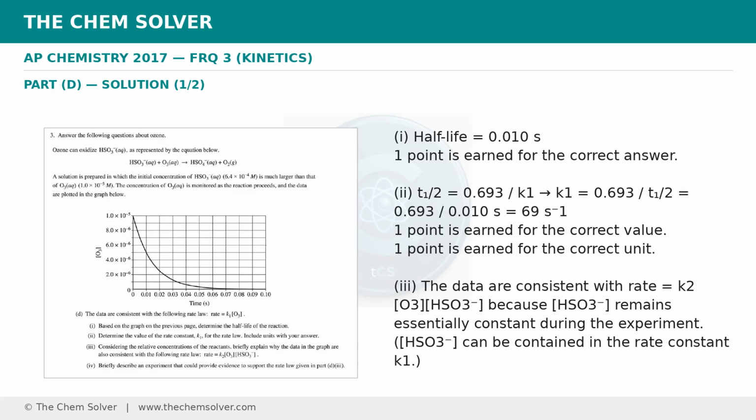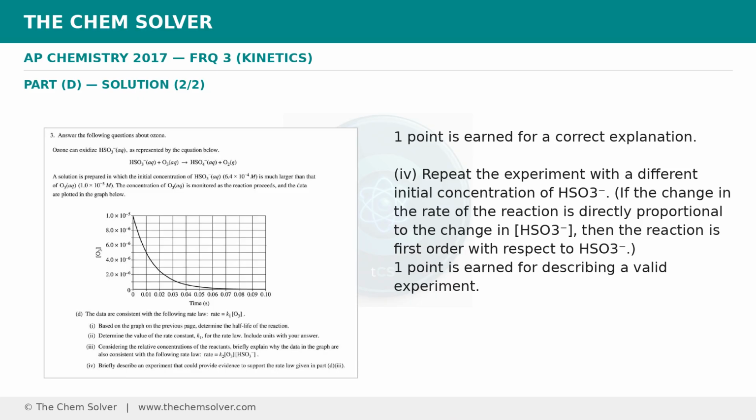3. The data are consistent with rate equals k2 [O3][HSO₃⁻] because HSO₃⁻ remains essentially constant during the experiment. HSO₃⁻ can be contained in the rate constant k1. 1 point is earned for a correct explanation.